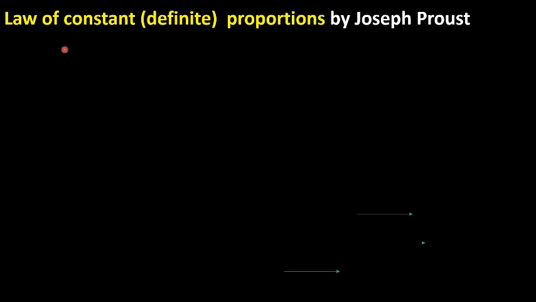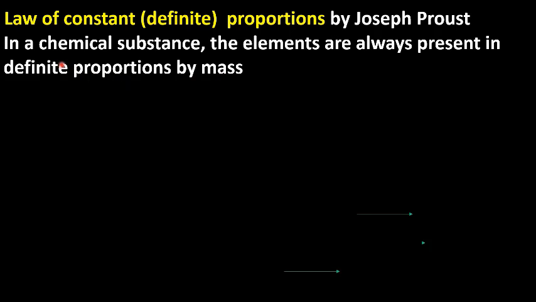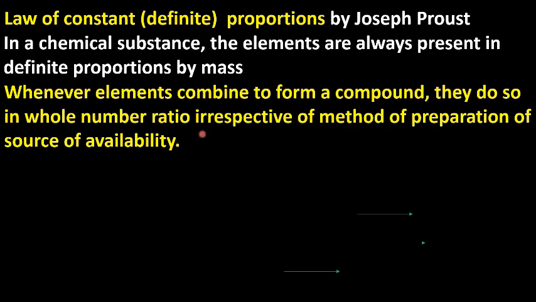Now the law of constant or definite proportions, and this law was proposed by Joseph Proust. The law of definite proportions states that in a chemical substance, the elements are always present in definite proportions by mass. Whenever elements combine to form a compound, they do so in a whole number ratio irrespective of the method of preparation or source of availability.